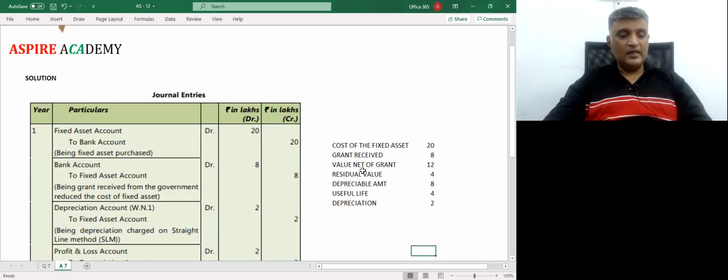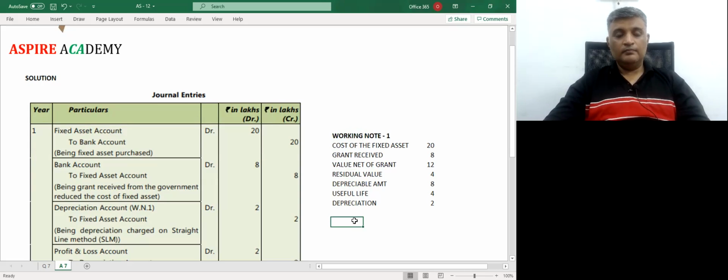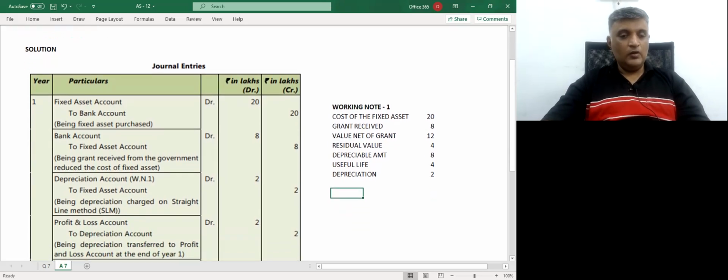So there you see the entry. Depreciation account debit to fixed asset account 2. You can take this as working note number 1, how to compute the depreciation for year 1. Having done that, what is the next entry? We will transfer the depreciation to the P&L account. So the next entry is P&L account debit to depreciation. This is done. Now, when you come to year 2, what is happening?